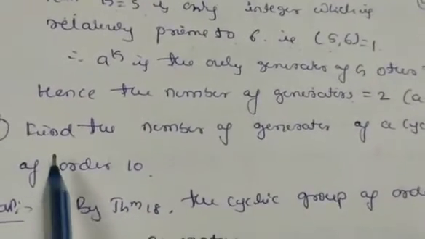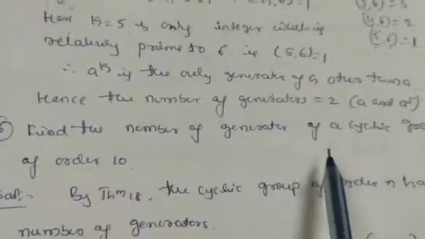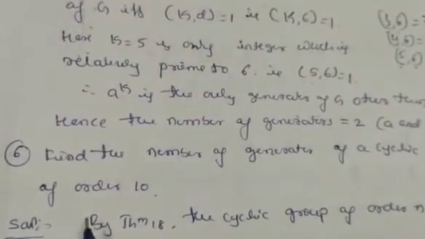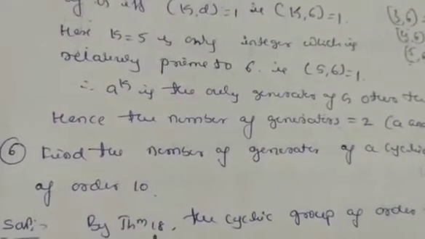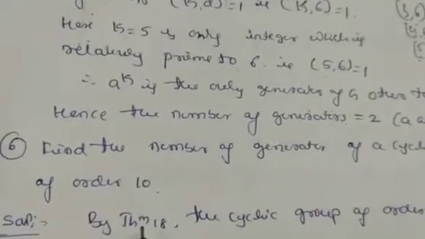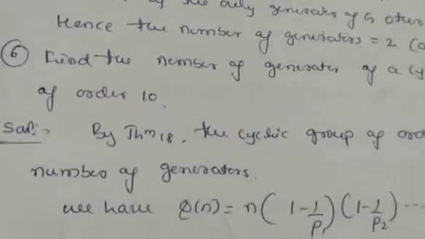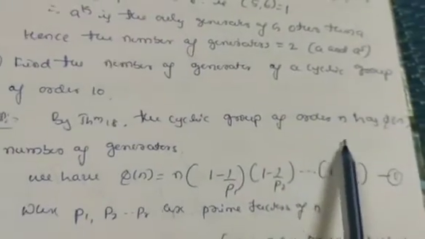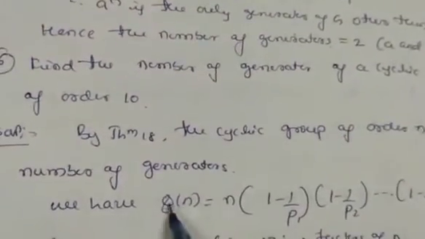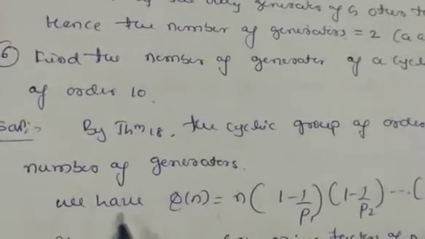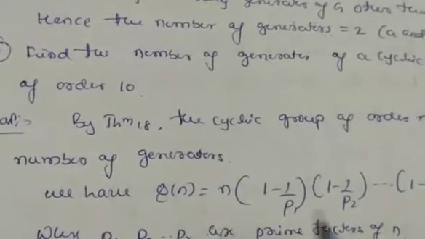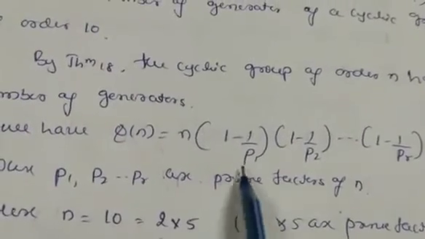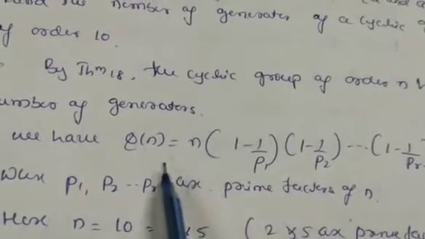Let us take one more example. Find the number of generators of the cyclic group of order 10. We have one more method of finding the number of generators of a cyclic group. By theorem 18, the cyclic group of order n has phi of n generators. You studied phi of n in our previous classes, in the first semester of BSc.